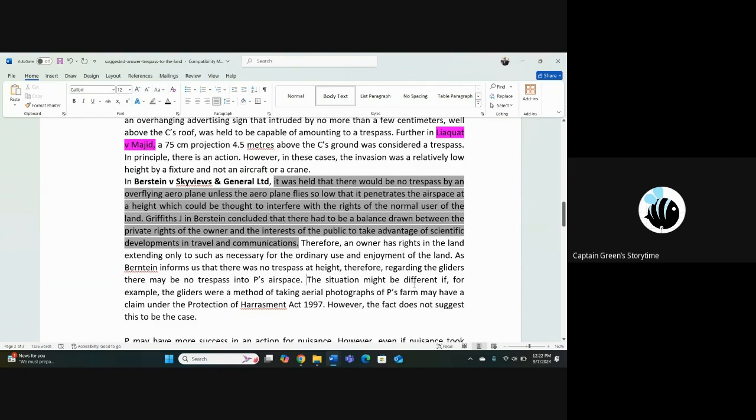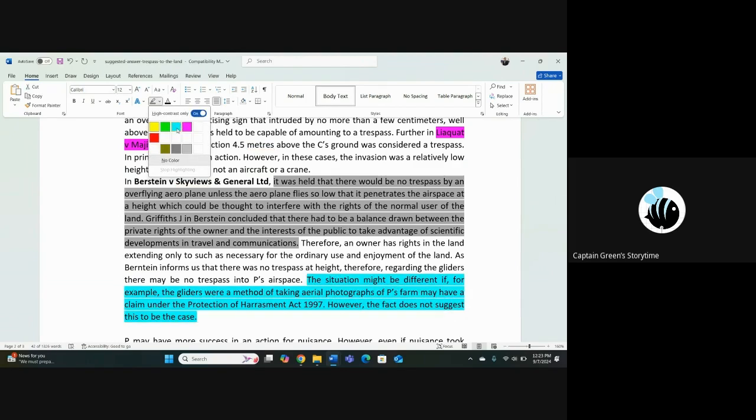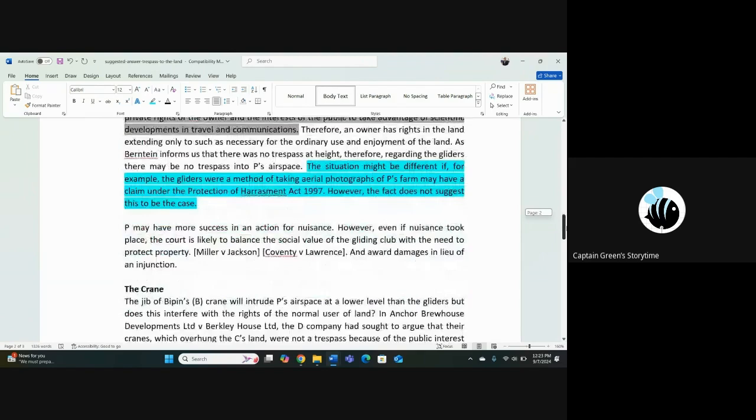The situation might be different if, for example, the gliders were taking aerial photographs of Paresh's farm, in which case he may have a claim under the Protection from Harassment Act. However, the facts do not suggest this to be the case. We stated that if they were taking photos of his farm, then he could sue because it is harassment.